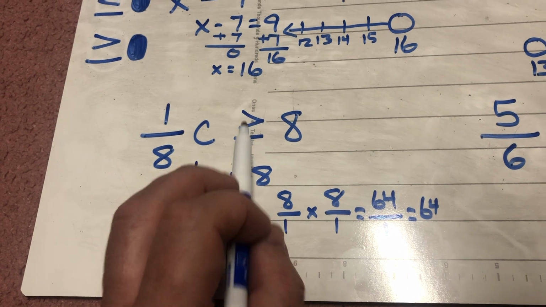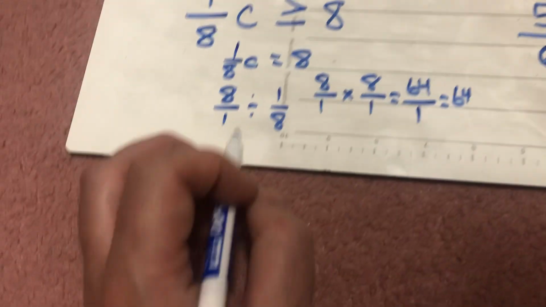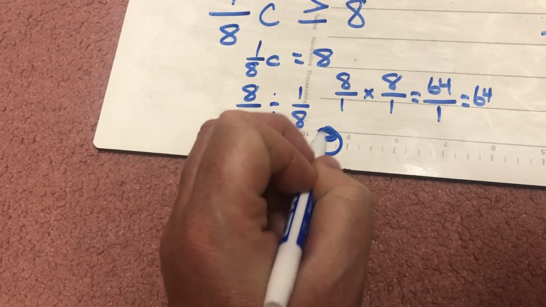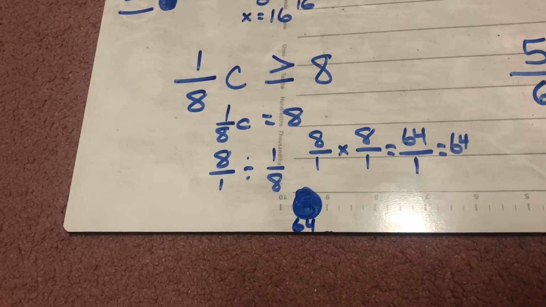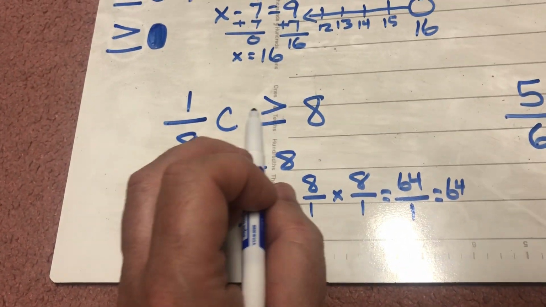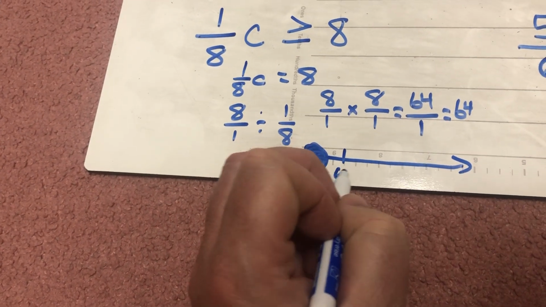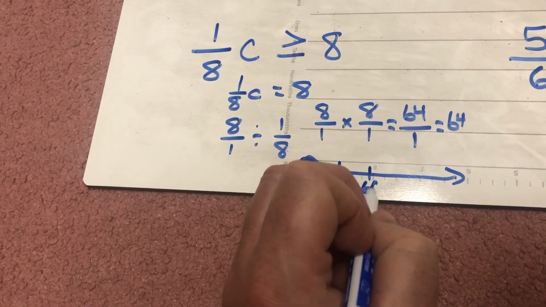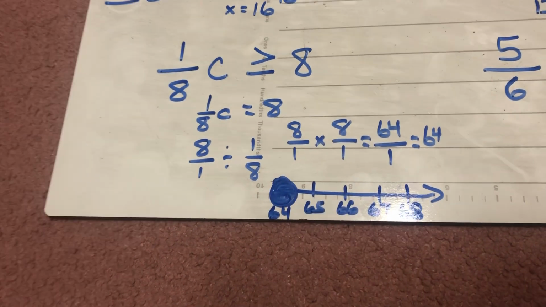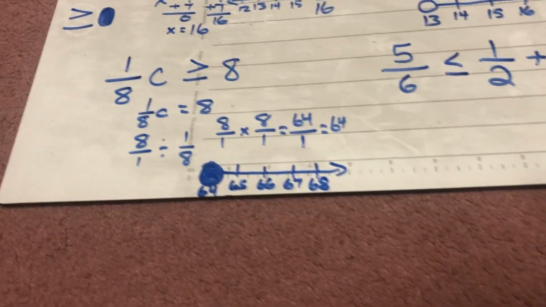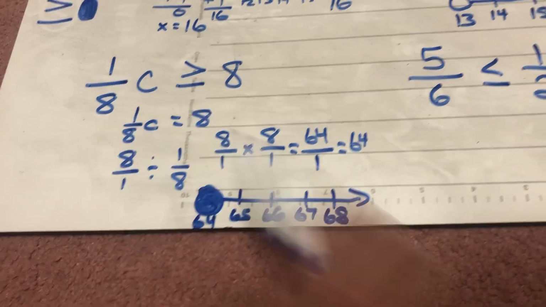Now c can be greater than or equal to. So in this case, it's going to be a shaded circle that starts at 64. It's on the bigger side because c is greater than, so it's going to move to the right. Then we're going to have 65, 66, 67, 68. All right, sorry about the little glare there. But that's how that works, and that's the graph. And it's a shaded circle because it's greater than or equal to.